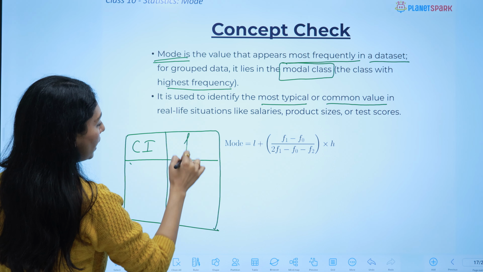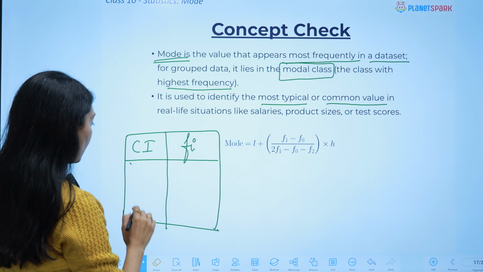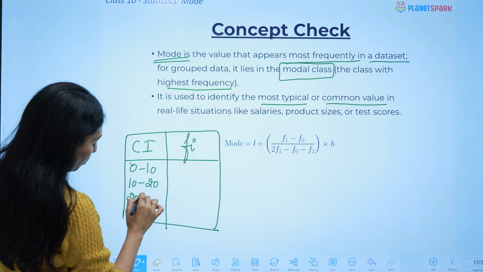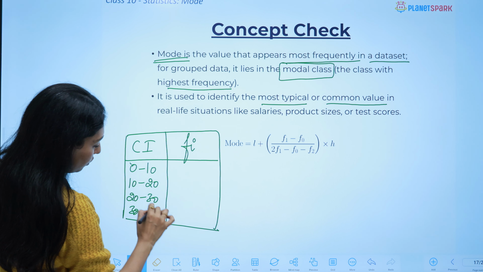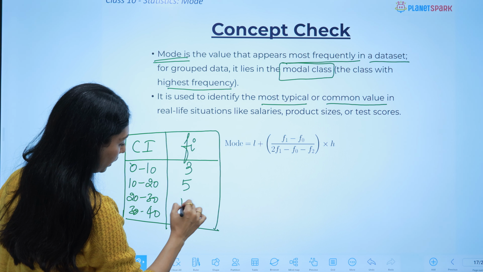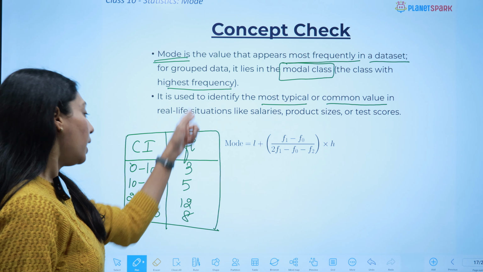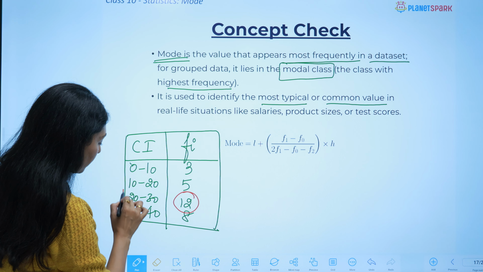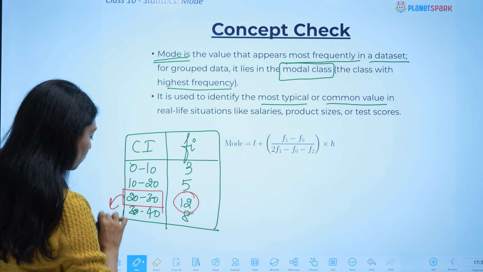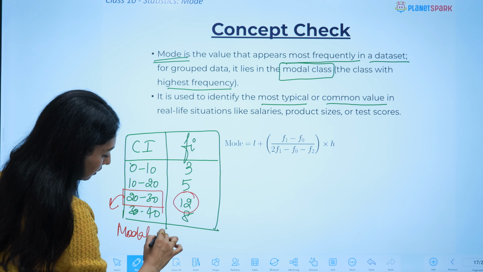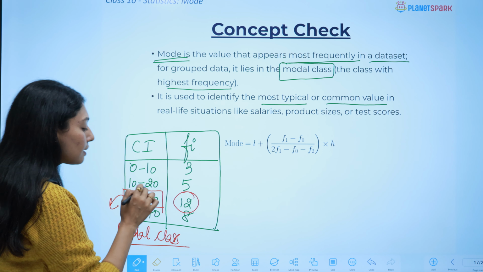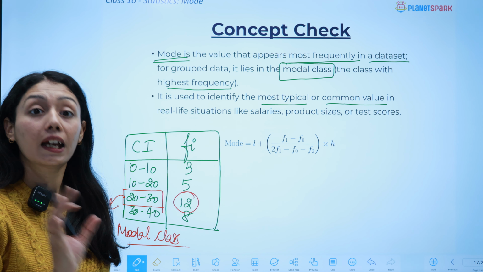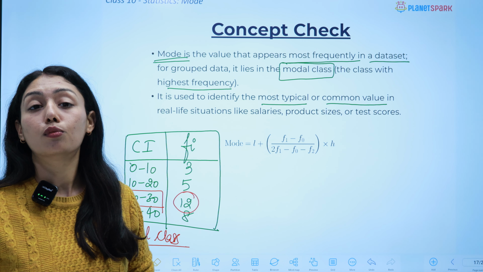Chaliye, class intervals and frequencies. Let's say we have the class intervals here 0 to 10, 10 to 20, 20 to 30 and 30 to 40, and frequencies are given 3, 5, 12 and 8. Okay, so where do we see the maximum frequency everybody? सबसे ज़्यादा frequency किस class की है? 12. That is of the class 20 to 30. So that is the modal class. That means इस class में, इन values के बीच 20 to 30, वहाँ पे हमारा mode lie करता है. Clear?